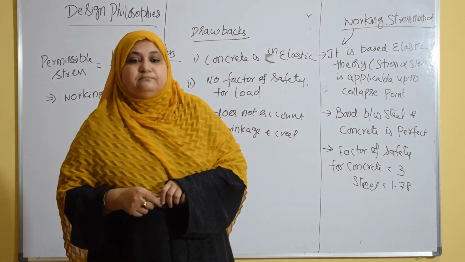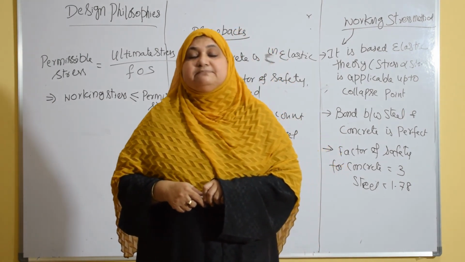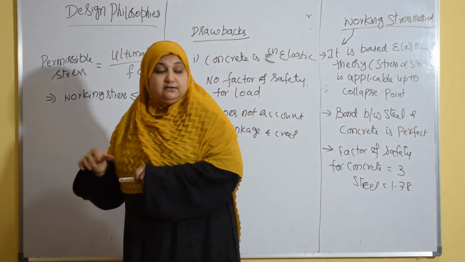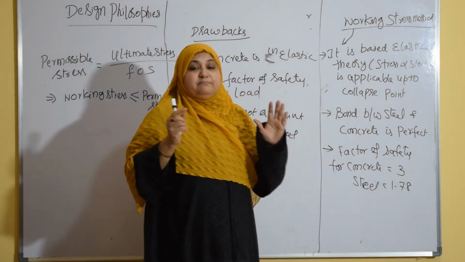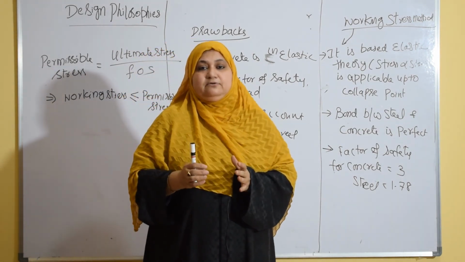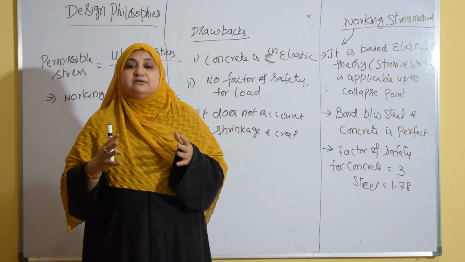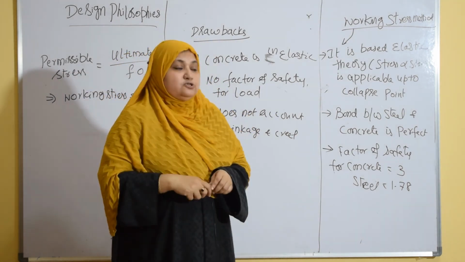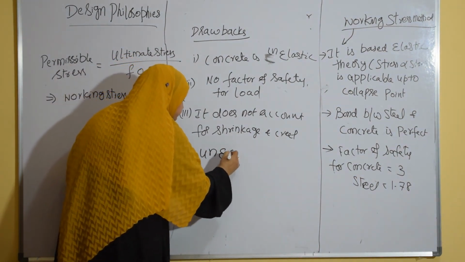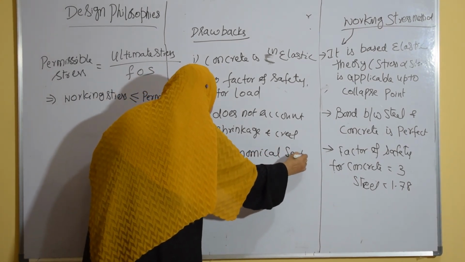Then this method gives uneconomical sections, because the factor of safety is given only to the stress. The section sizes will come out big. You might have seen in olden constructions that the walls and beams were very big in size. So this method gives uneconomical sections.